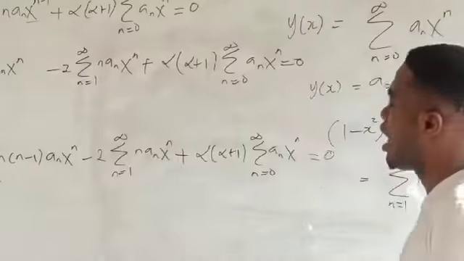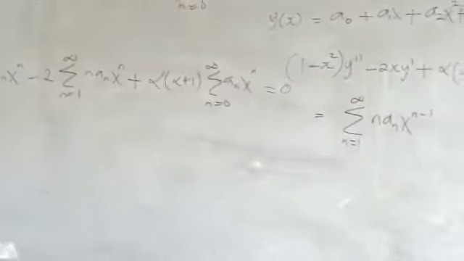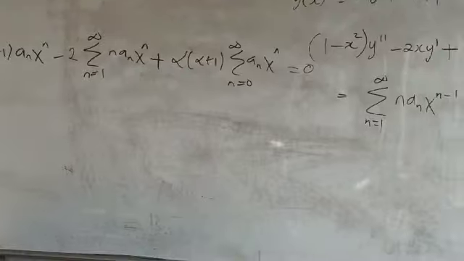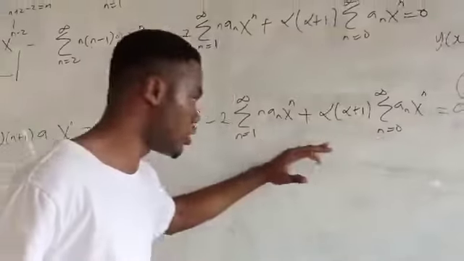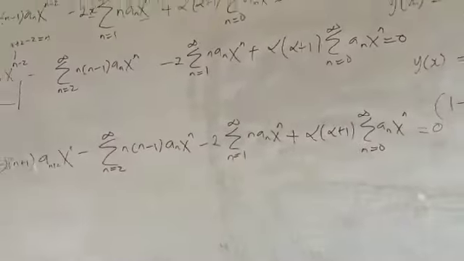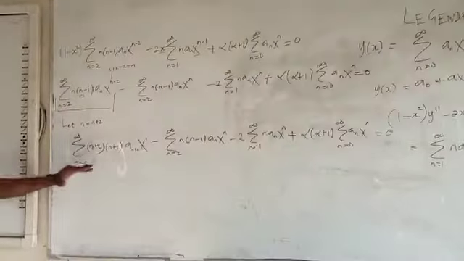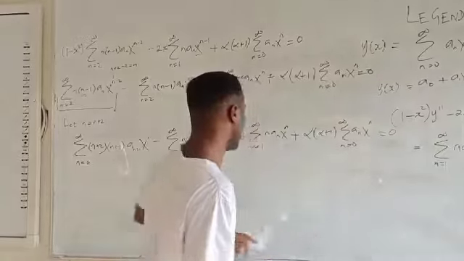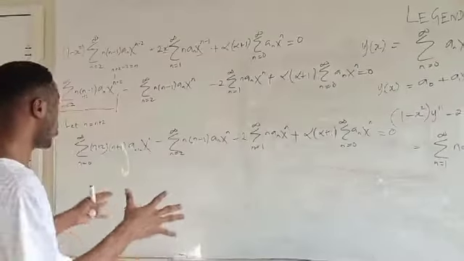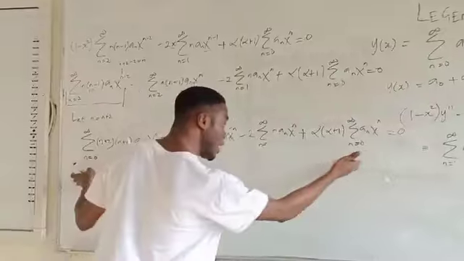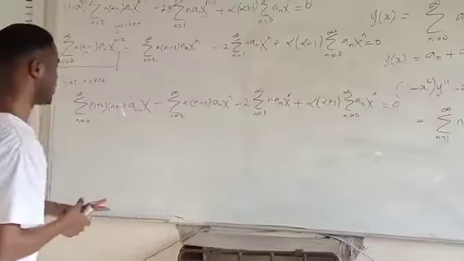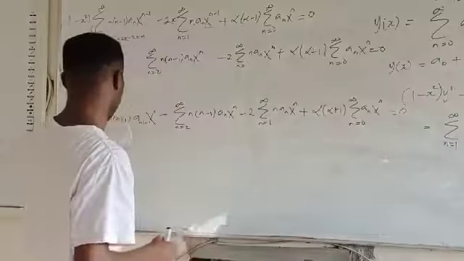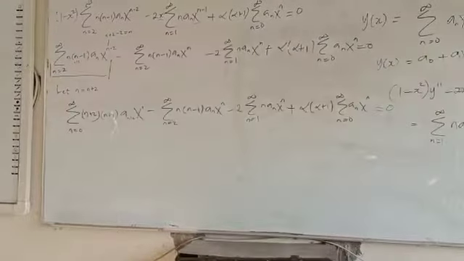But how can we create our recurrence equation? Our recurrence equation can only be created if all the limits of the summation are the same. If you check, the limit of this first summation is 0, this one is 1, and of course this one is 0. So our aim here is to make all the lower limits the same, since we have been able to make our x to the n the same. So how can we make our limits the same?